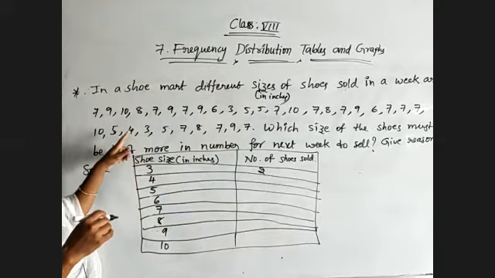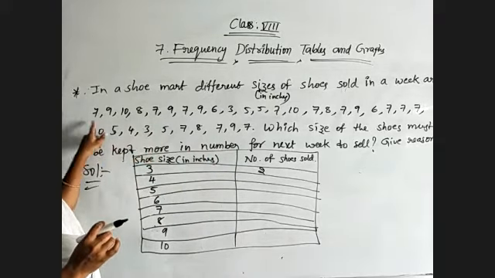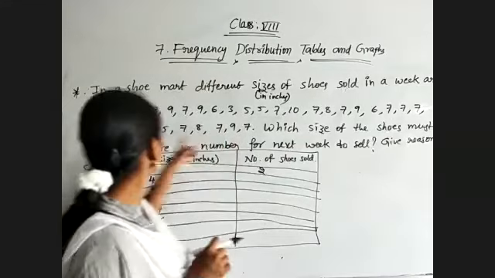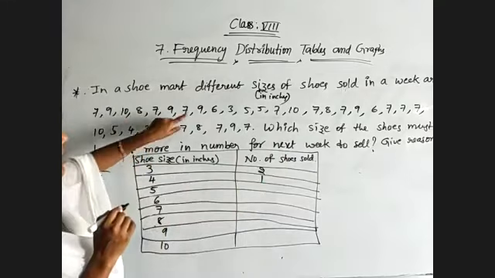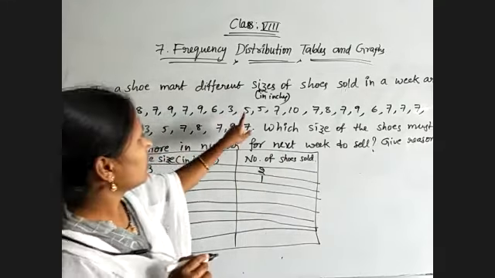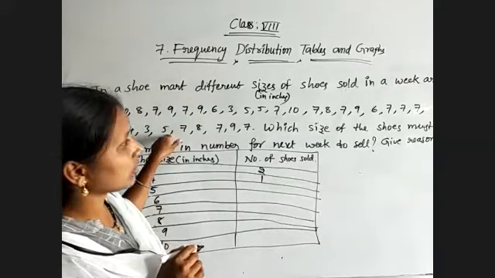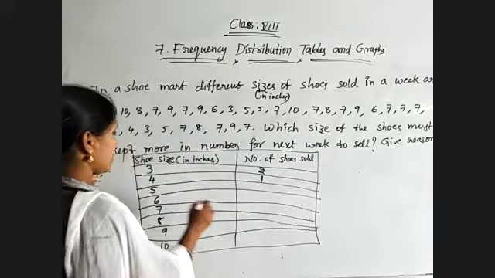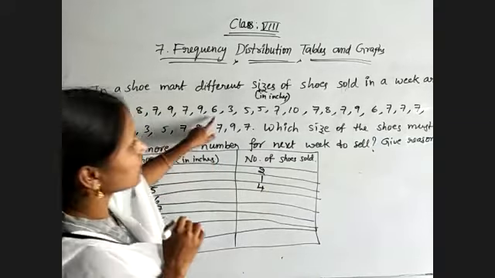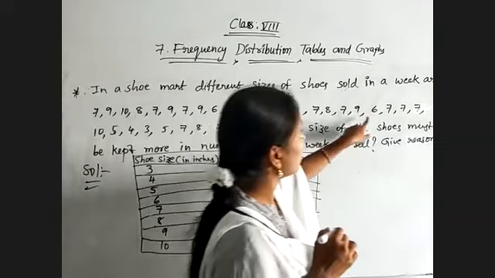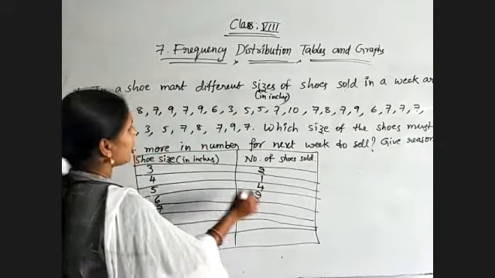So size 3, two shoe sets were sold, and with size 4 only one. Okay, and size 5, how many times did it come? One, two, three, four. Four times came. So size 5, four times. Size 6, one, two. Two times came. Size 7, how many times did it come?